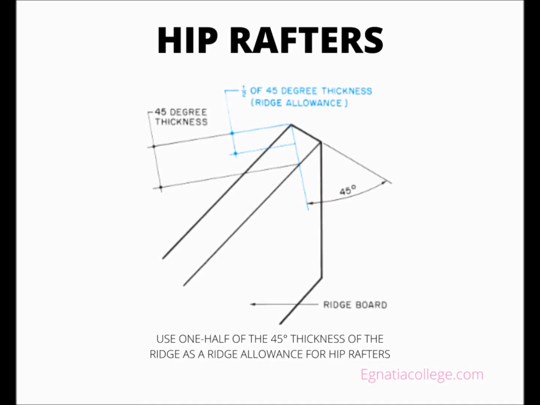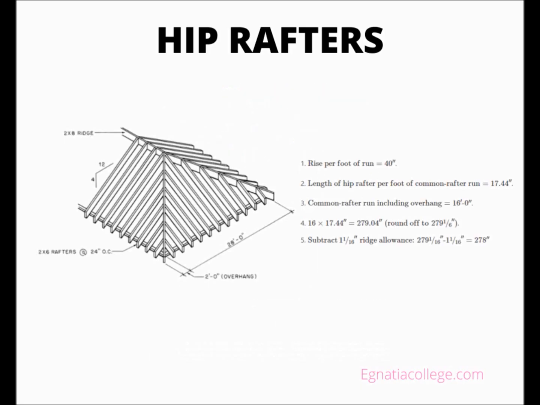Step 4. Subtract the ridge allowance. Because the hip rafter meets the ridge board at a 45 degree angle, the ridge allowance is 1/2 the 45 degree thickness of the ridge board. The 45 degree thickness is the length of a 45 degree line across the thickness of the ridge board. The 45 degree thickness of a 1 1/2 inch, 2-inch nominal, ridge board is 2 1/8 inches. Therefore, the ridge allowance for a hip rafter on a 1 1/2 inch ridge board is 1 1/16 inch. Note: if the hip rafter includes an overhang, add the overhang of the common rafters to the run of the common rafters.